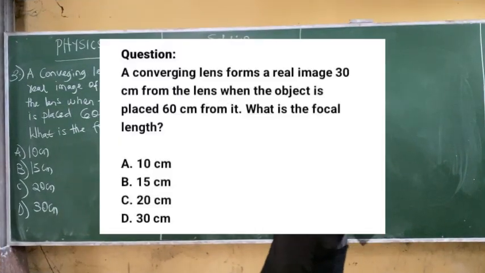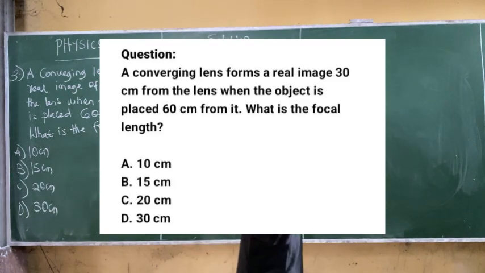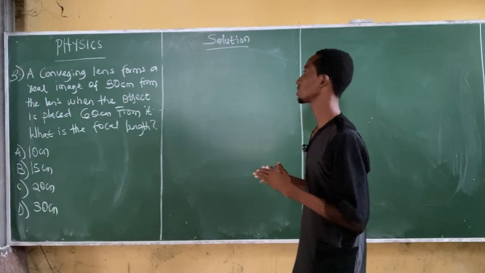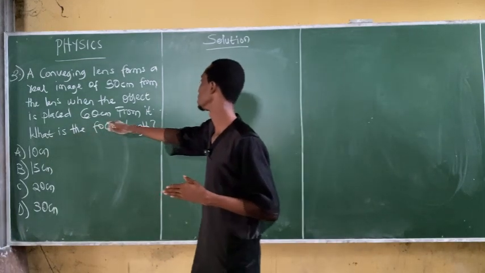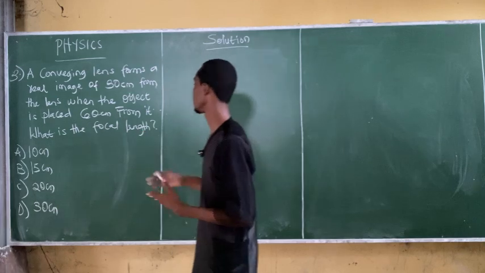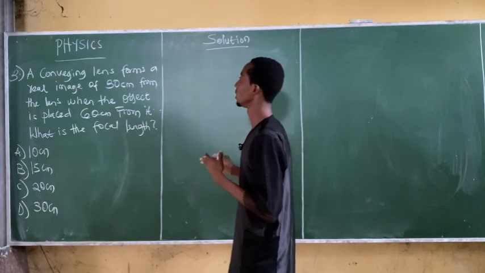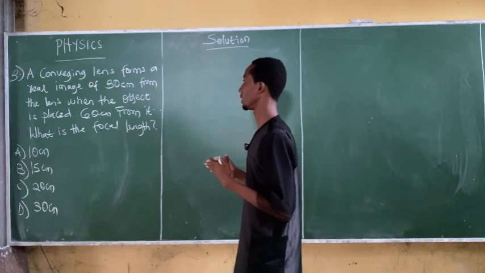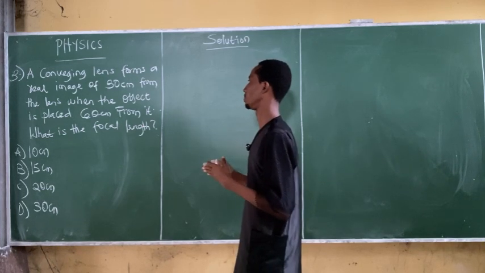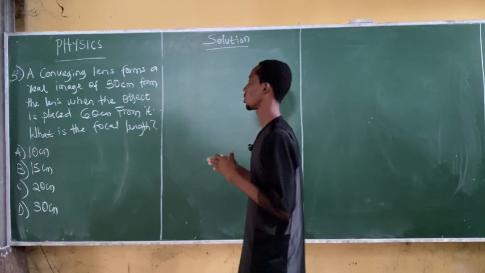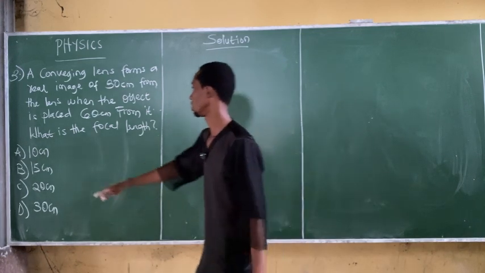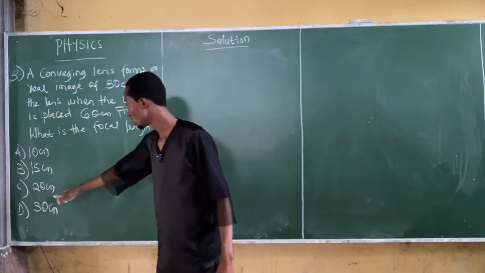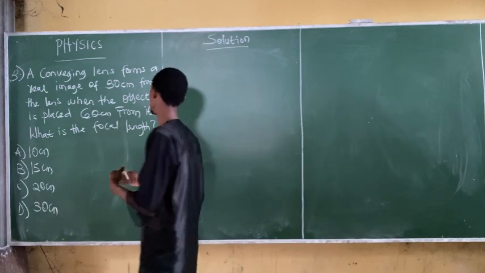Question 3 says, a converging lens forms a real image of 30 cm from the lens, when the object is placed 60 cm from it. What is the focal length? Option A, we have 10 cm, option B, 15 cm, option C, 20 cm, and option D, 30 cm.